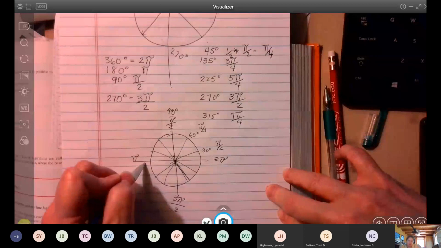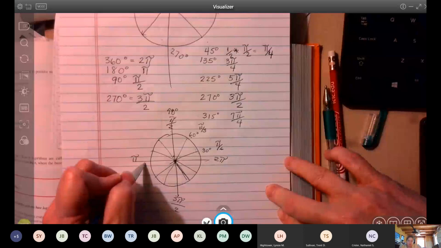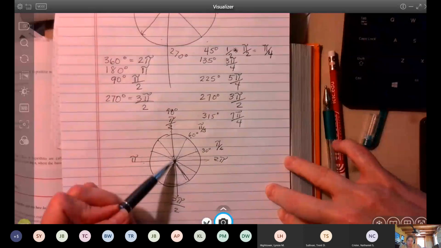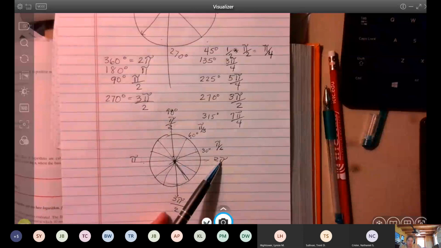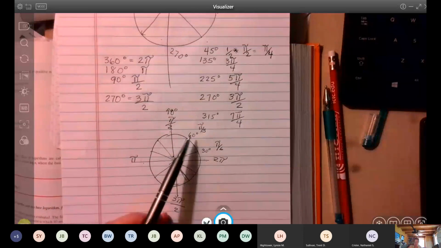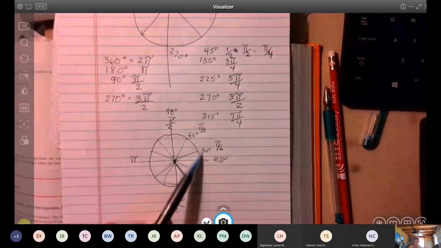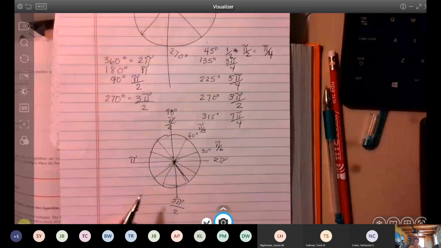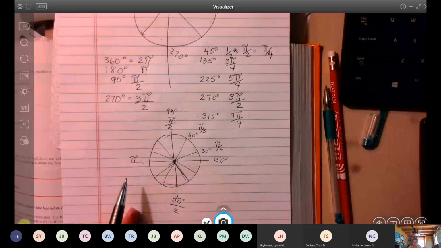And knowing your degree angles as you go around. So you need to make sure also where these are located. So knowing that pi over 6, pi over 4, and pi over 3 are all in the first quadrant. And then these next ones are in the second, third, and fourth. So as we move along through the class, you'll be able to get that.